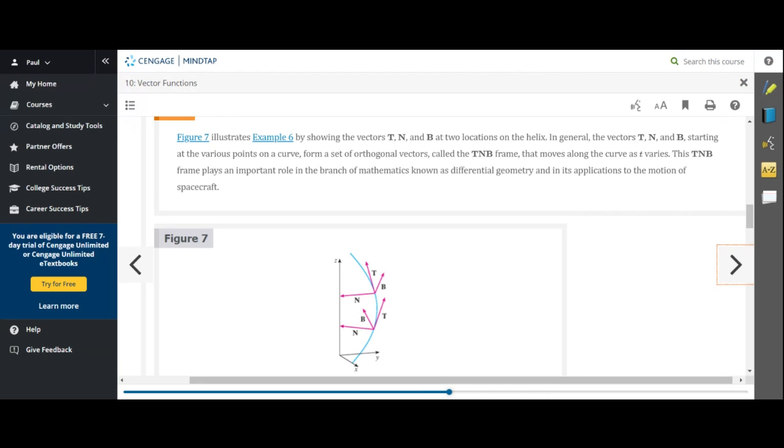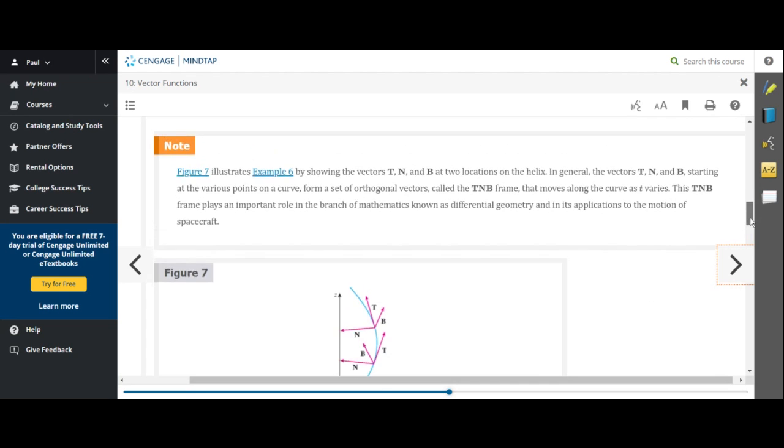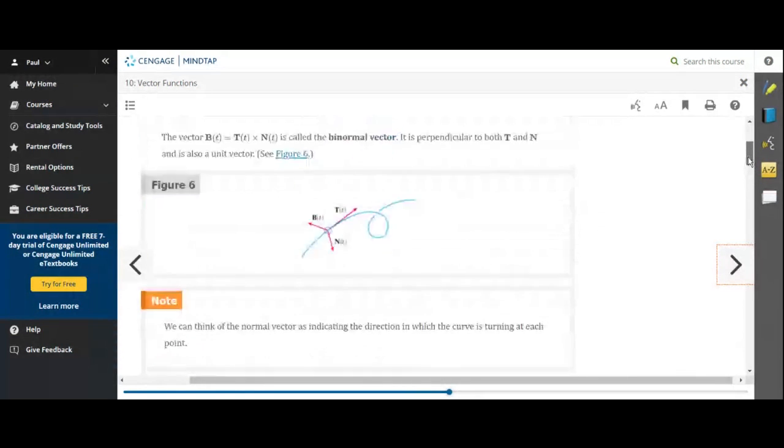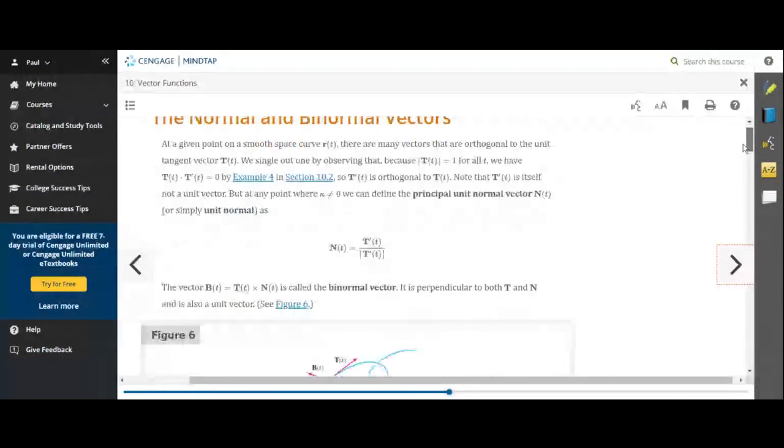Okay, so now let's go back a little bit. And how is this normal vector defined? Well, the normal vector is defined as the derivative of the unit tangent vector divided by the length of the derivative of the unit tangent vector. So the normal vector has length 1 also.